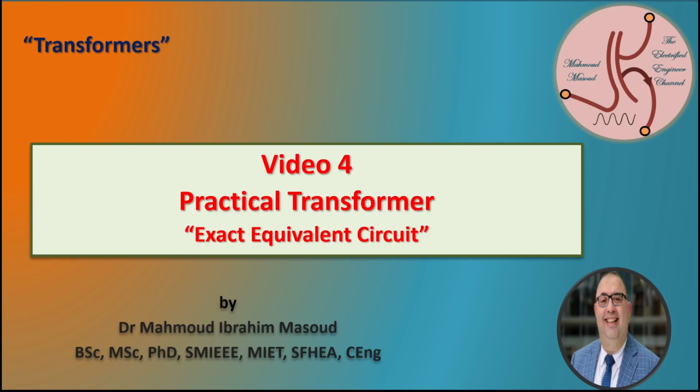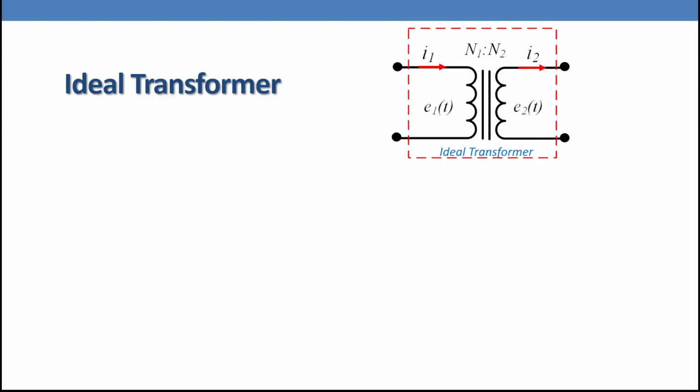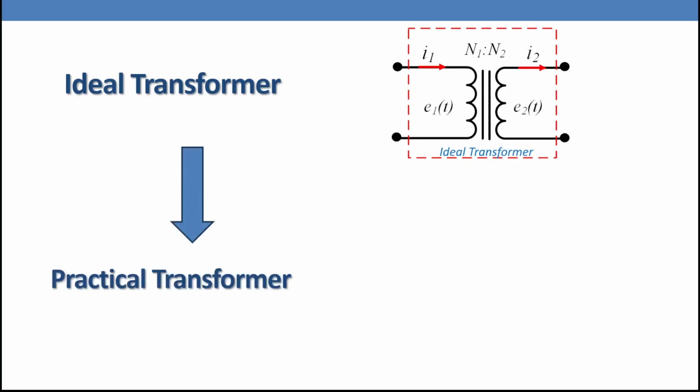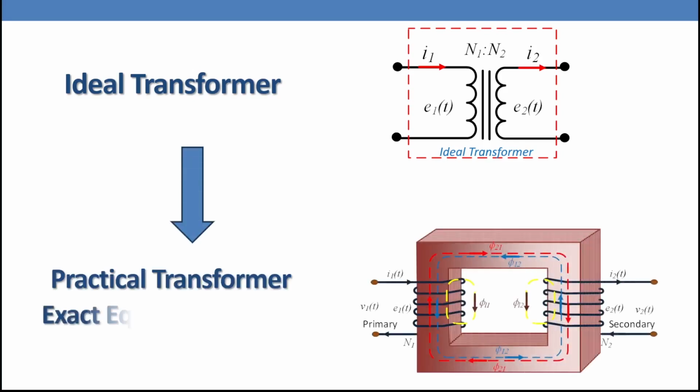So let's start. In the previous video, video number 3, we covered the ideal transformer and its simplified behavior under ideal conditions. I'm going to add the link of this video in the comments. In this video, we will move to the practical transformer and develop its equivalent circuit by incorporating the effects of the windings and the iron core.